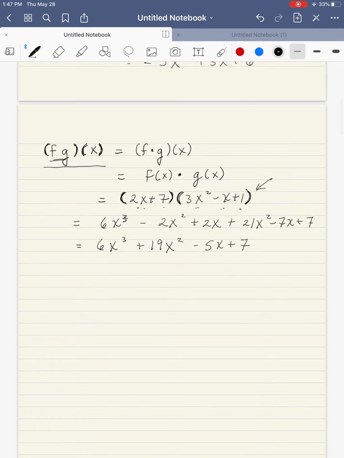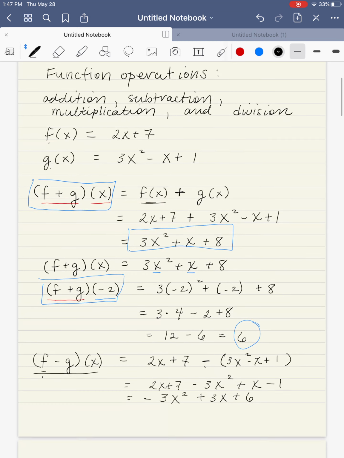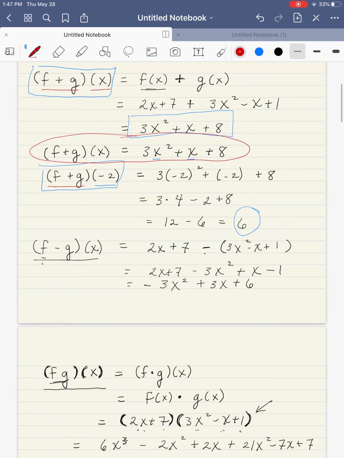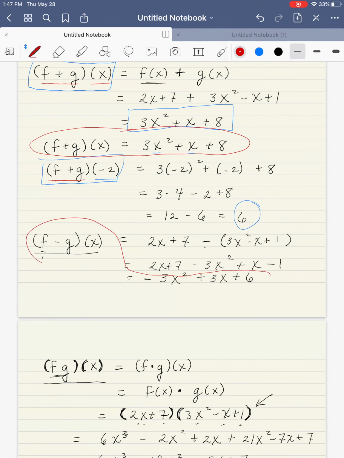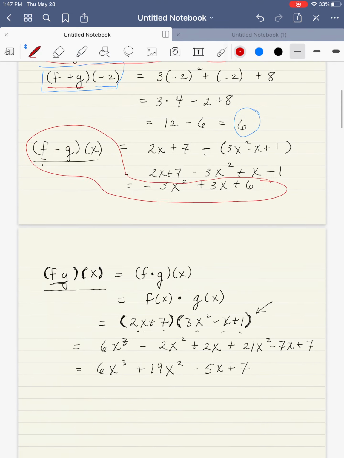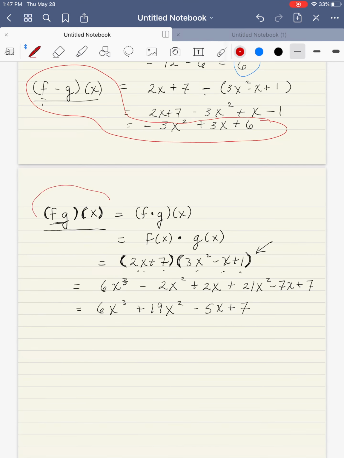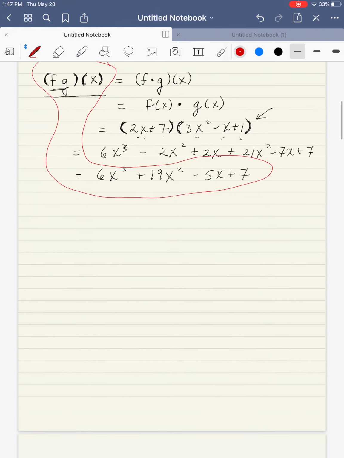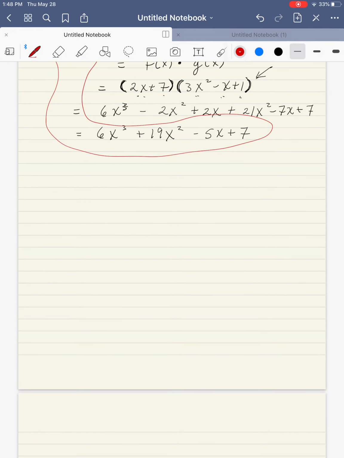a new function. So at this point, we were given the function f of x, given the function g of x. We found the function f plus g of x, that's a third function. We found the function f minus g of x, that's a fourth function. And a fifth function, f times g of x. So these are all new and different functions.